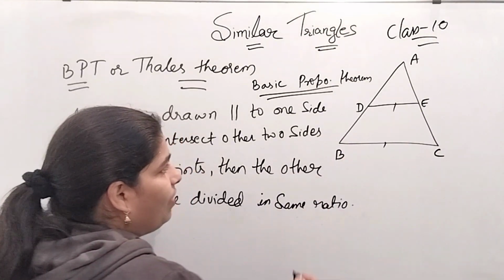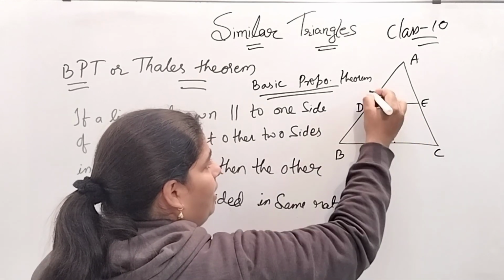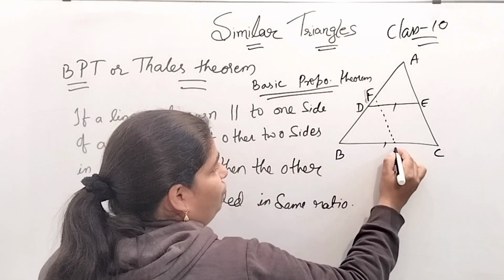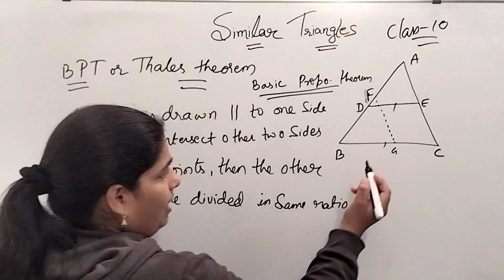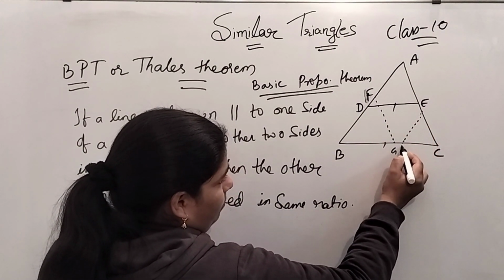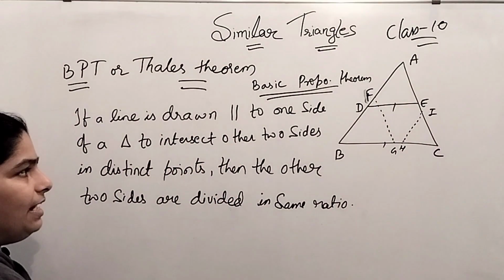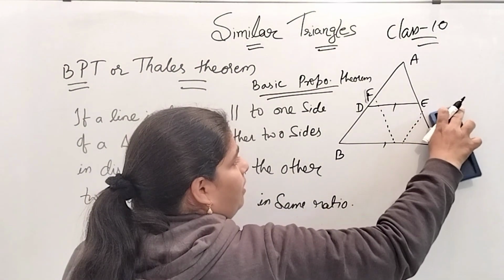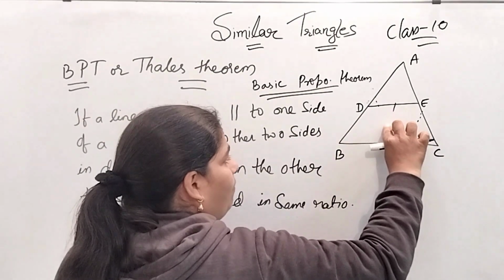Okay. Similarly, if I draw a line like this, and I name it F and G. FG is parallel to AC. We can also take those ratios. Similarly, I can draw some other line, H and I. H and I is parallel to AB. That means for any line which is parallel to one side of a triangle, the ratio of the sides becomes equal.